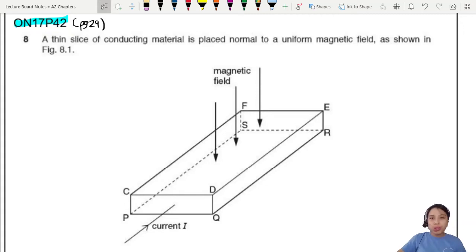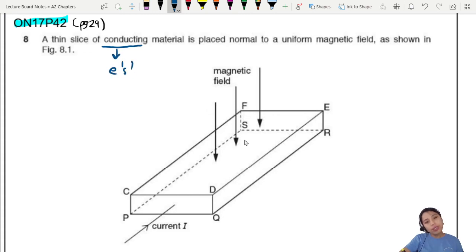ON17 P42Q8. This is an explain kind of question that a lot of people don't know what to write for. You'll check the examiner report. A thin slice of conducting material is placed uniform to many fields. Same setup. But they didn't say semiconductors, they say conducting material, so I could assume that the majority charge carriers will be electrons.